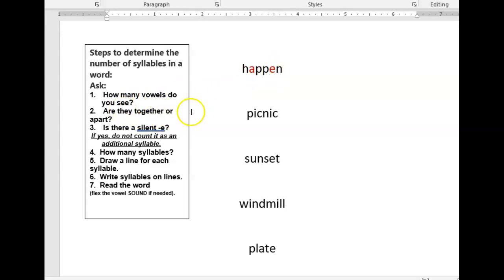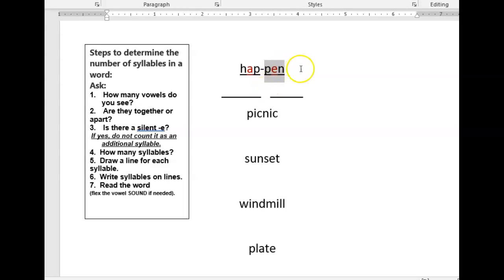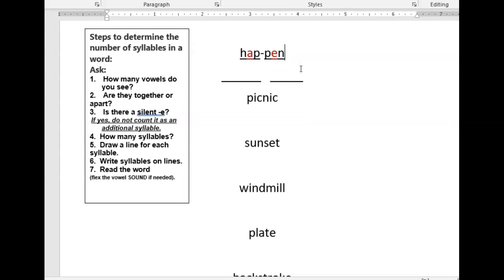We then ask the next question, are they together or apart? And they are apart. We do not have a silent E in the first word, so we can determine that there are two syllables. And so we would ask students to draw the lines for the two syllables. Now this word happens to have twin letters, the double P here. And so we would actually break this word up in between the two letters. And so the first syllable would be hap, and the second syllable would be pen. And we would read the word as happen. And that's how we would go about teaching that.